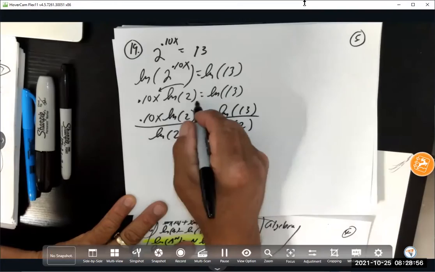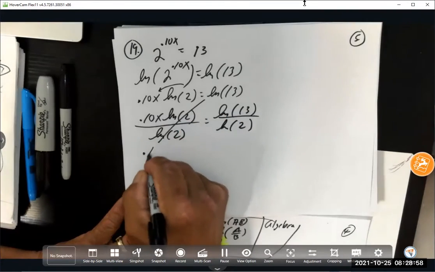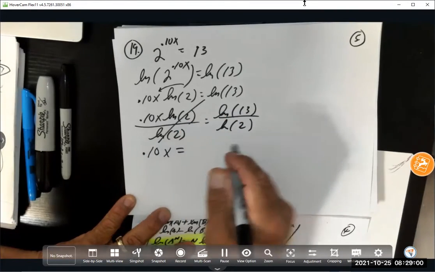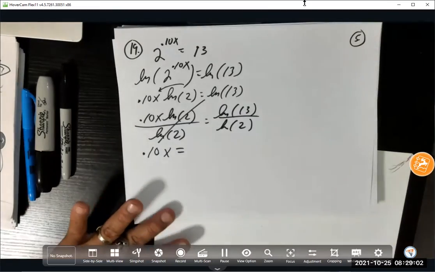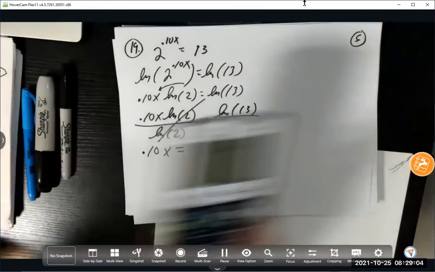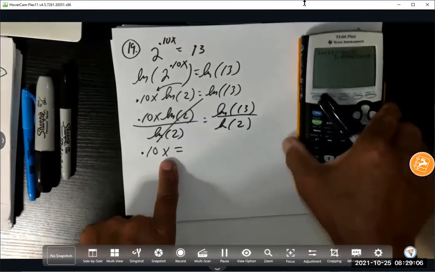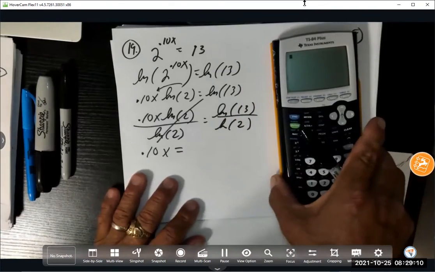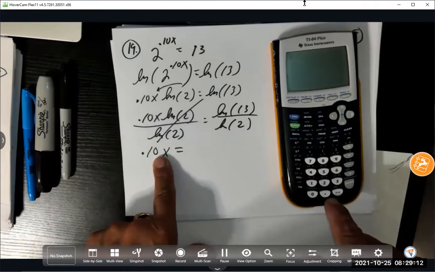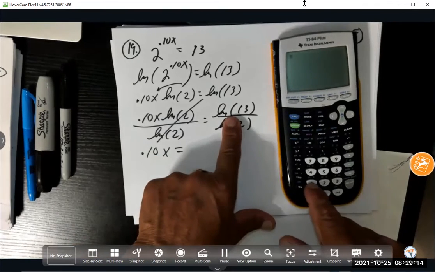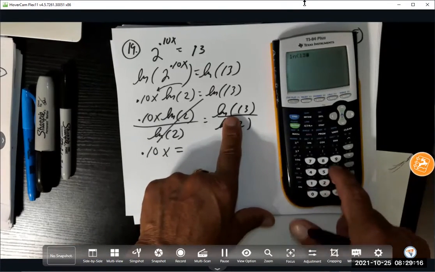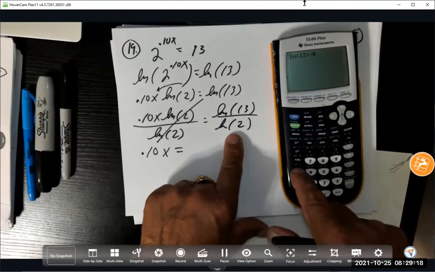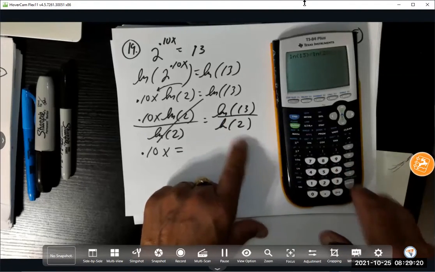Okay, so I know these guys are gone. So you have 0.10x equals, I don't know, calculator time. No way I'm going to do that in my head. Let me do it in my machine. So I have ln 13 divided by ln 2.